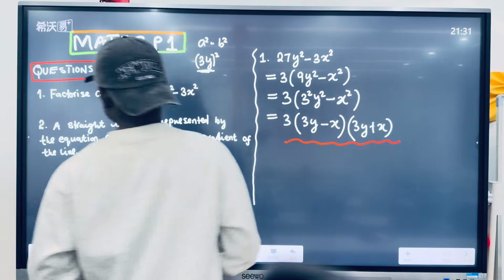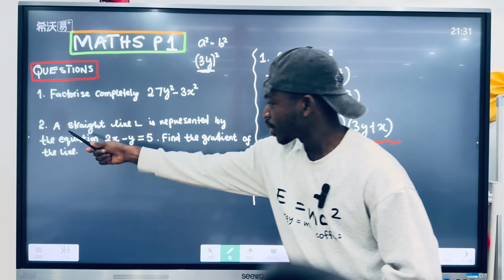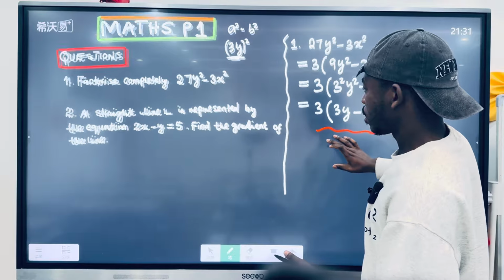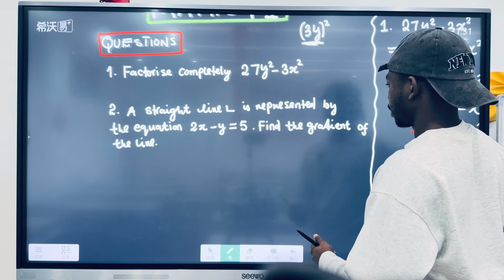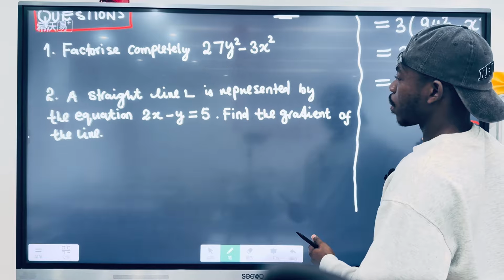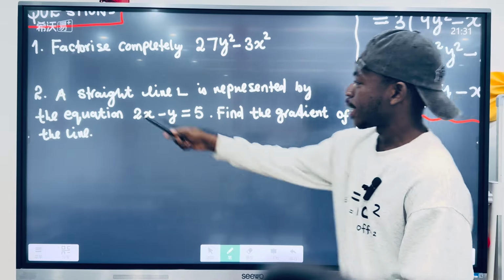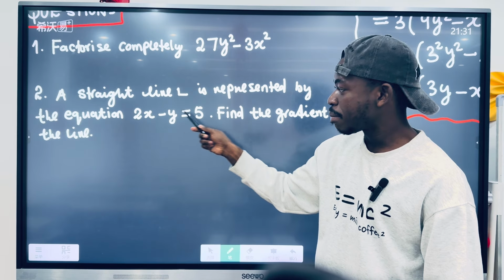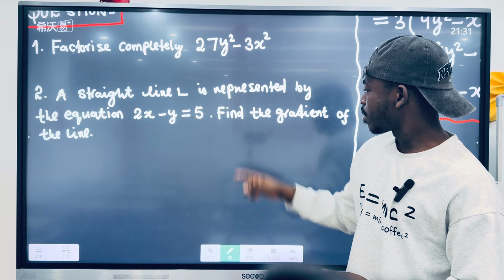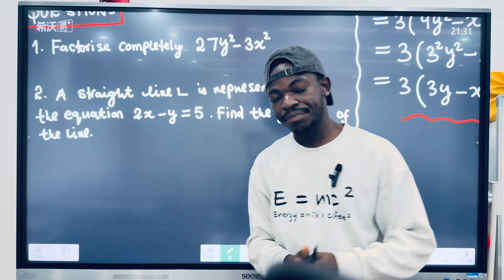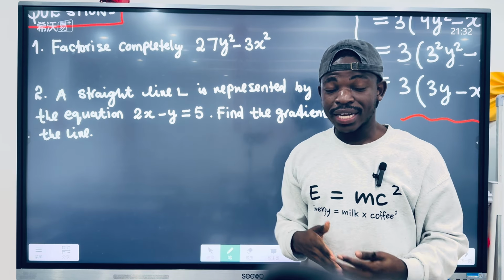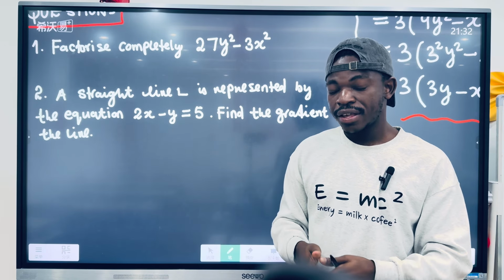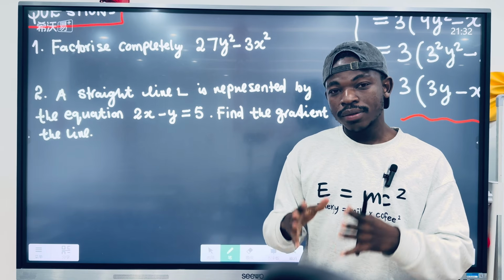So the next question says a straight line L is represented. Let me just zoom in. Let me zoom out this part. I'll actually solve this here. Okay, a straight line L is represented by the equation 2x minus y equals 5. Find the gradient of the line. So we have this line, a straight line, that is represented by this equation. This is the equation of a straight line. Find the gradient of the line.